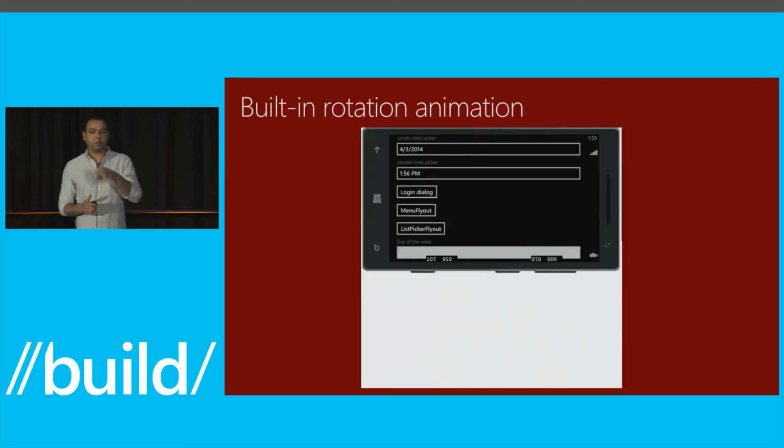And even right now, if you open up your Windows Phone and go to the settings and try to change the orientation, you will see the same animation happening. And now it's available for you in your applications.